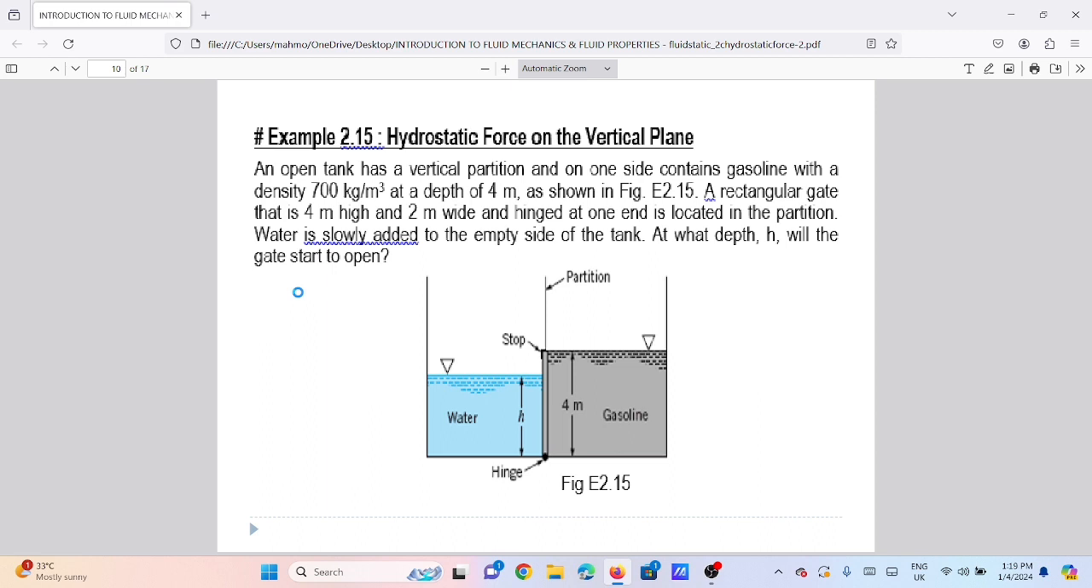The third question is hydrostatic force on the vertical planes. An open tank has a vertical partition on one side and contains gasoline with a density of 700 kilograms per meter cubed at a depth of 4 meters, as shown in the figure. A rectangular plate that is 4 meters high and 2 meters wide and hinged at one end is located in the partition. Water is slowly added on the empty side of the tank. At what depth will the gate start to open?